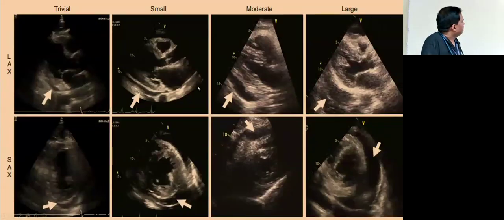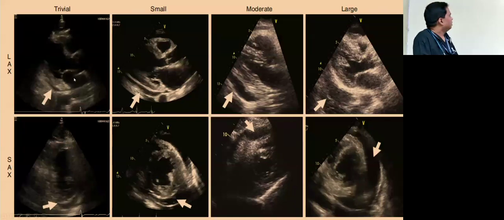This is an echo picture which shows a trivial pericardial effusion. We may not be familiar with the echo. This is the left atrium, this is the left ventricle, this is the aorta, and this is the right ventricle. This is the parasternal long axis view. The arrow mark is the pericardial effusion, which here is trivial. It is graded small, moderate, large. Large is if it is more than 20 millimeters, especially above the right ventricle.